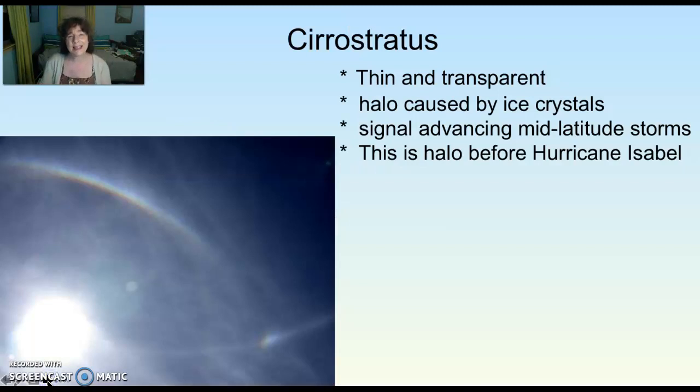The Cirrostratus clouds are more of a layer of clouds. They're thin and they form a layer that can often reflect out the sun as a halo. That halo is actually a sign of advancing storms in the mid-latitude regions. Mid-latitudes being anything from the tropic of Capricorn, the tropic of Cancer, up to about the 50s. So about the 30s to the 50s in the mid-latitudes. This in particular is the halo before Hurricane Isabel. These halos are seen about 2 to 3 days before a major event. So those are Cirrostratus clouds. They form a thin layer very, very high up.